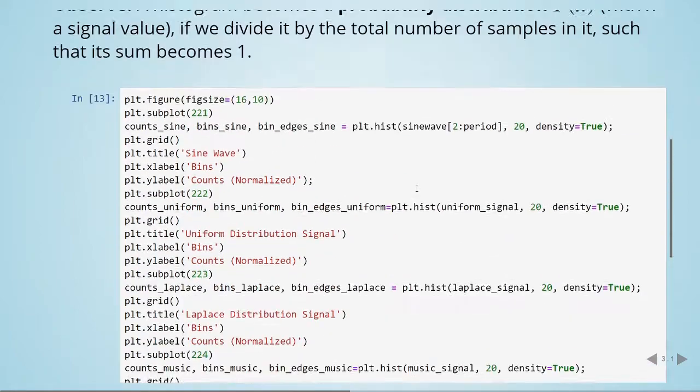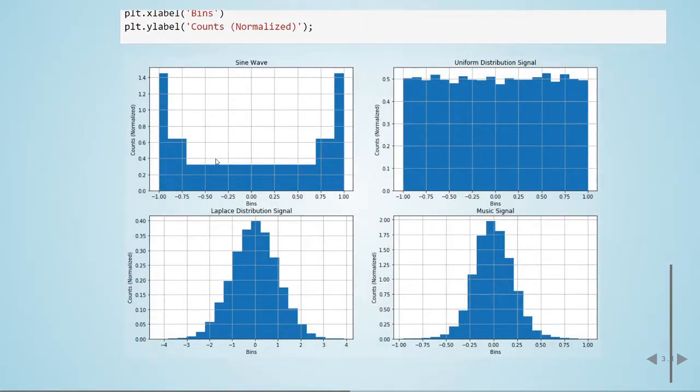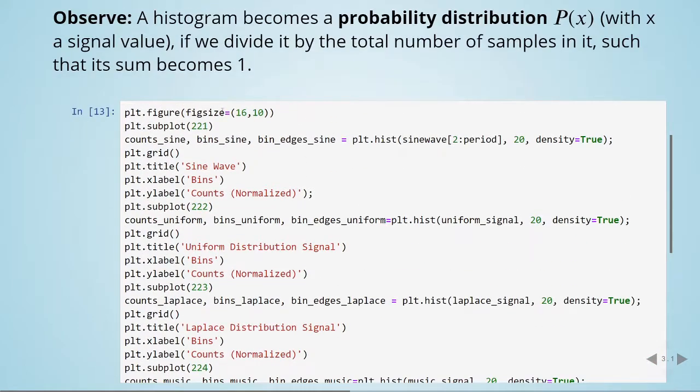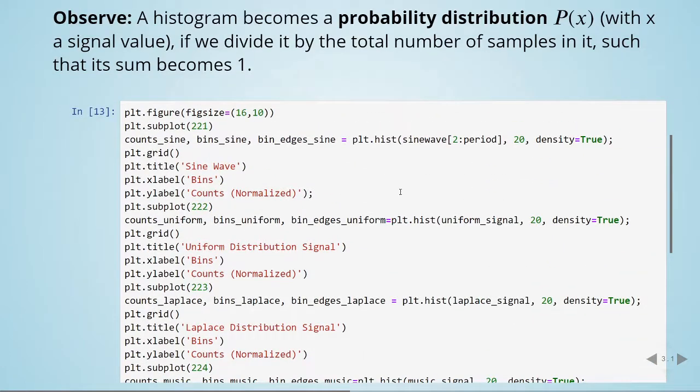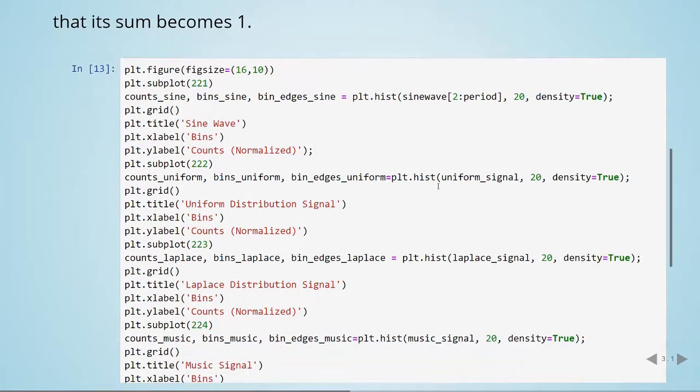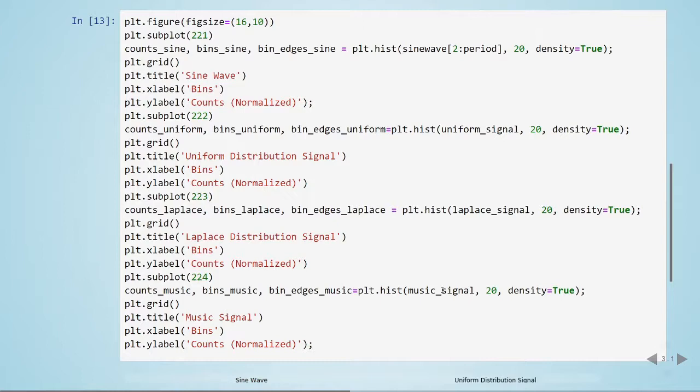So this is how a histogram looks. What we're doing here is plotting all these 4 histograms. We're using matplotlib to compute the histogram, and we're using the sine wave, the noise from a uniform distribution, the noise from a Laplace distribution, and the musical signal.